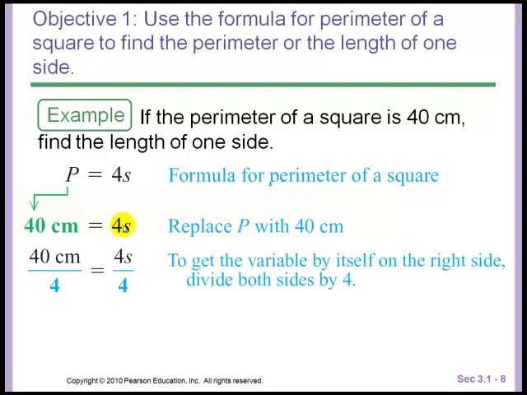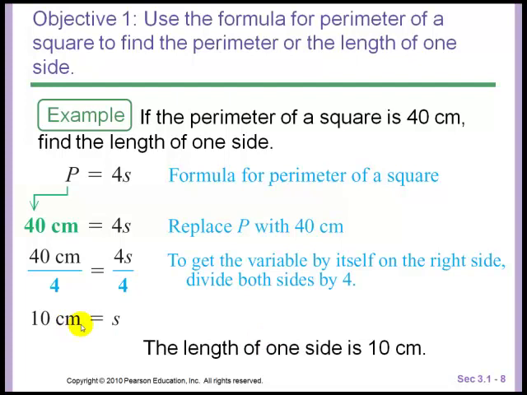To undo this multiplication, we're going to divide both sides by 4. Again, because this is an equation, you have to do it to both sides. 40 divided by 4 is 10. Our units are centimeters, so the length of one side is 10 centimeters. Again, it is up to you whether you want to include centimeters from the beginning or simply add them to your final answer. However, you must have them in your final answer or you will lose points.